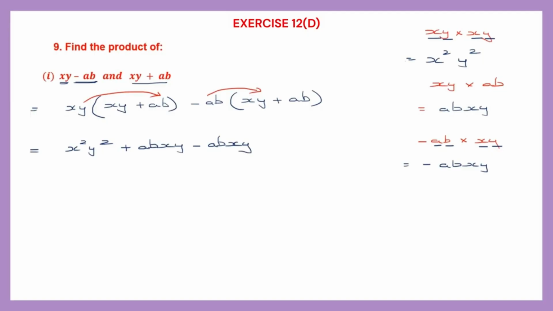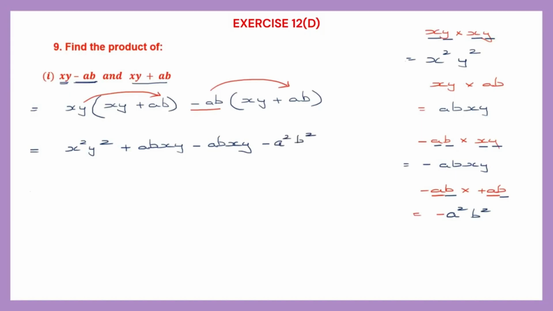So this is over. Now let's multiply minus AB, that is this one, into plus AB. So minus AB into plus AB. Minus into plus is minus. A into A is A square. And then we have B into B, which is B square. So we have minus A square B square.